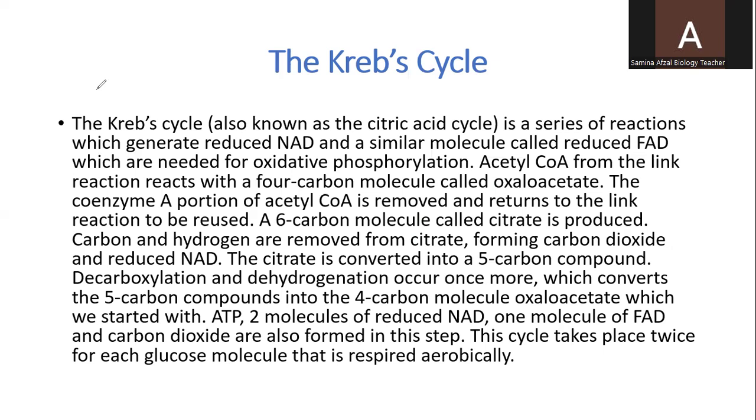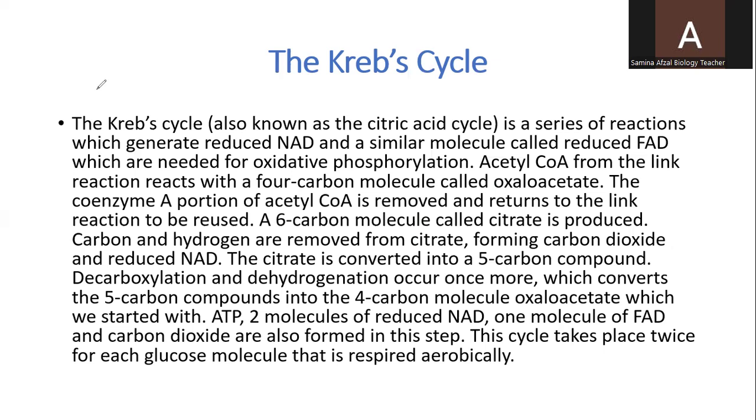So acetyl-CoA from the link reaction reacts with a four carbon molecule called oxaloacetate. The coenzyme A portion of acetyl-CoA is removed and returns to the link reaction to be reused. So this is a cycle, so recycling takes place. A six carbon molecule called citrate is produced. Carbon and hydrogen are removed from the citrate, forming carbon dioxide and reduced NAD. So in this way, again, the decarboxylation takes place and NAD is changed into reduced form.